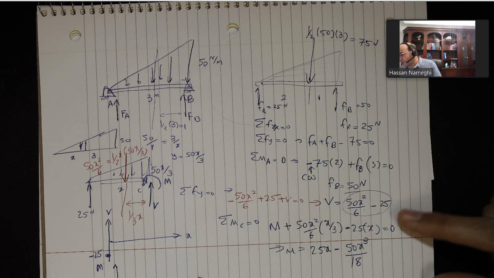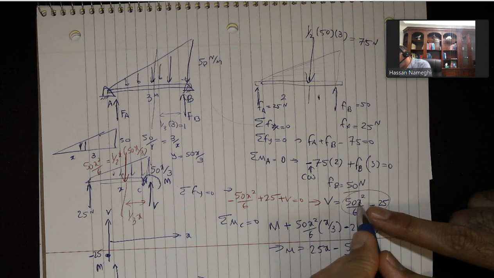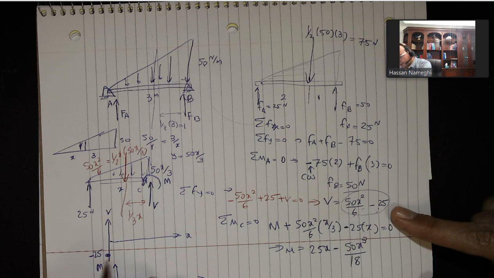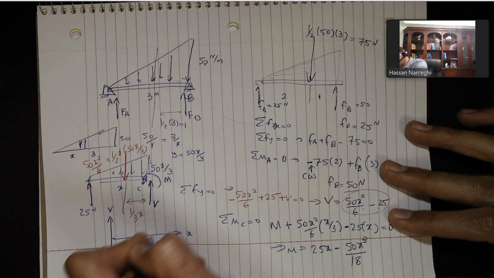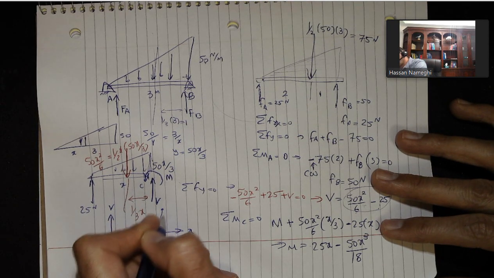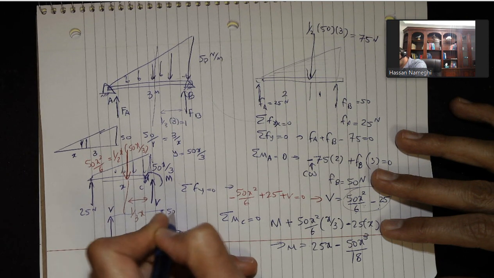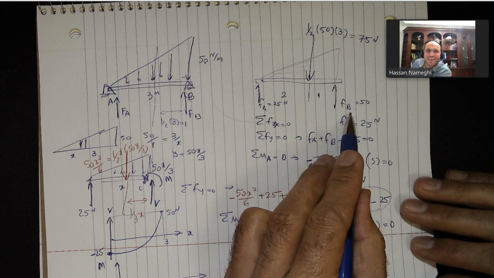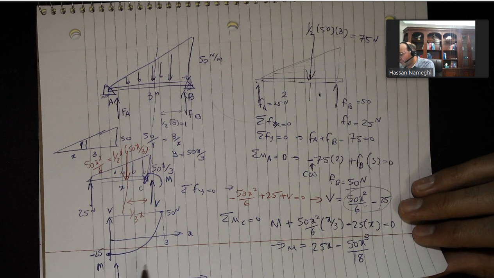If I evaluate this at the distance of 3, I have 3 to the power of 2, times 50 divided by 6, minus 25. At that distance it will be 50. So I'm going to start from minus 25, and it's going to go like this to 50 at the distance of 3. And that 50 is actually the value down there. So let's do it for the other one.